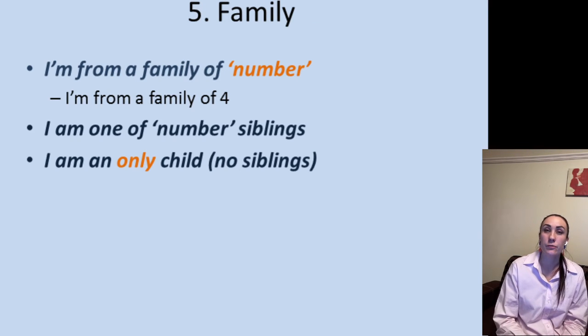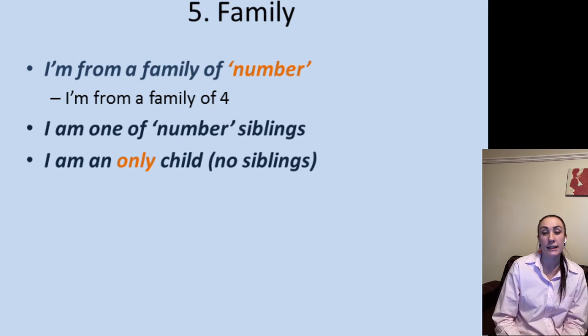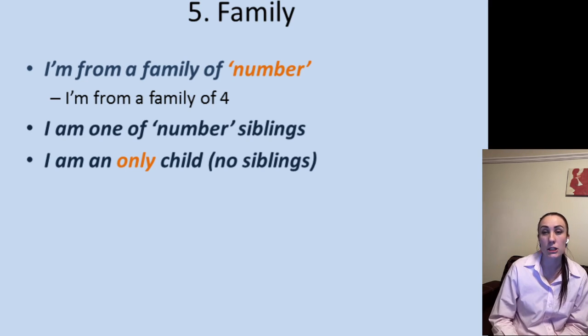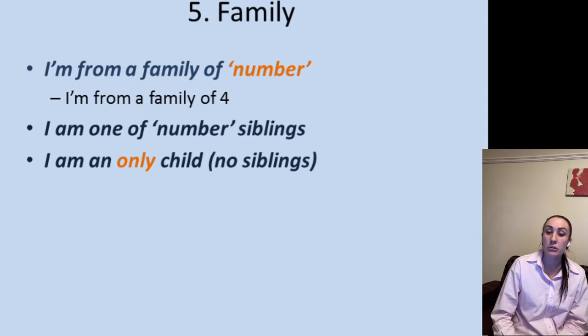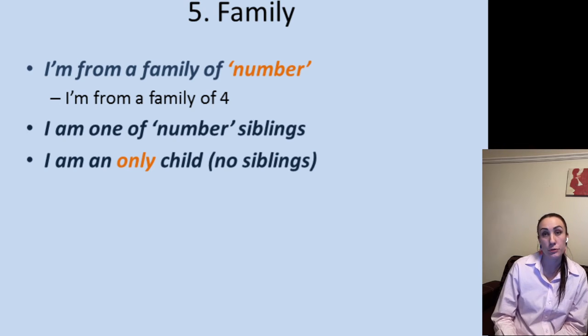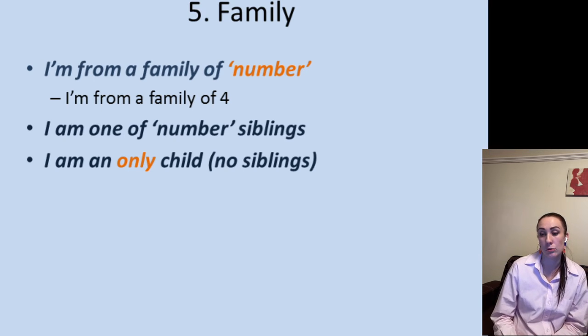Next one, family. If you want to add a little bit more information about your family, you could say that you come from a family of plus the number. I'm from a family of four, for example. If you have any brothers or sisters, for which there is one word in English, which is siblings, you could say, I am one of number siblings. I am one of two siblings. If you haven't got any brothers or sisters, siblings, then you would say, I am an only child. I am an only child.